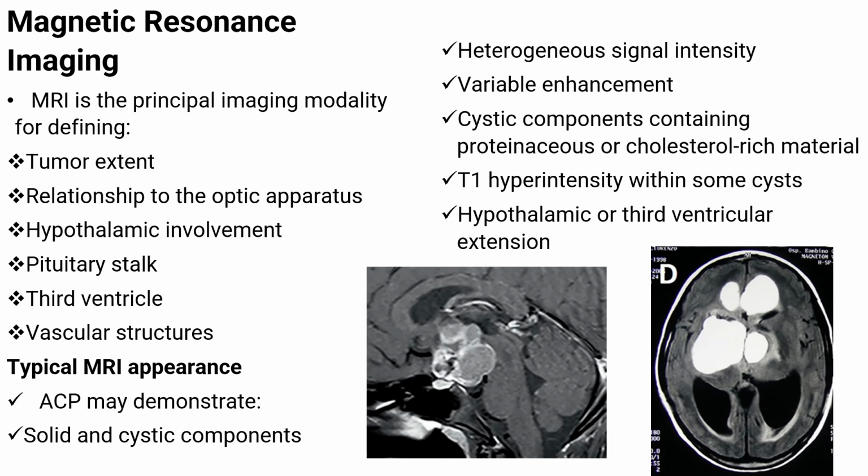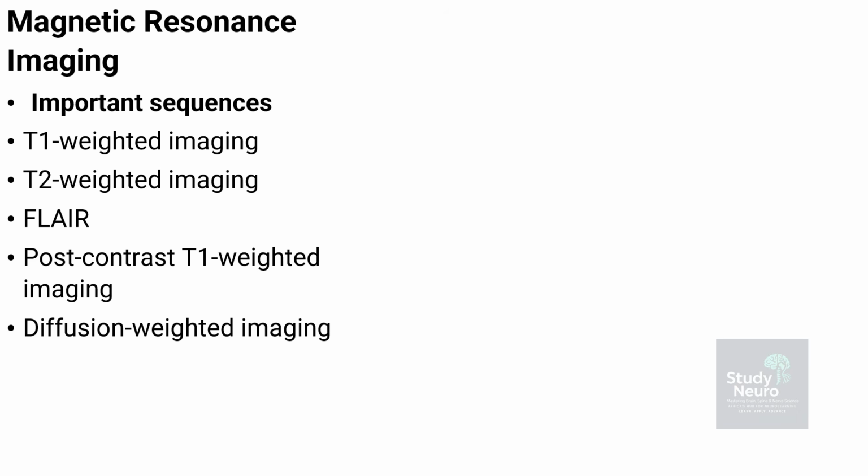Several imaging sequences provide complementary information. T1-weighted and T2-weighted images show the tumor and its internal structure, while fluid-attenuated inversion recovery imaging can help characterize surrounding and cystic components. Post-contrast T1-weighted imaging assesses enhancement, and diffusion-weighted imaging may provide additional information when clinically appropriate.